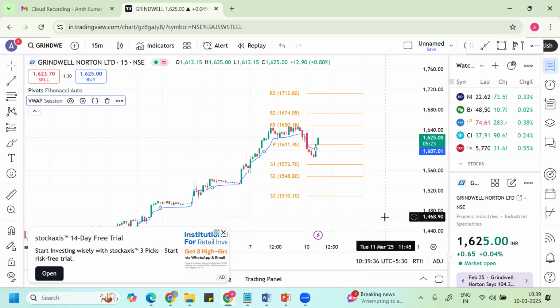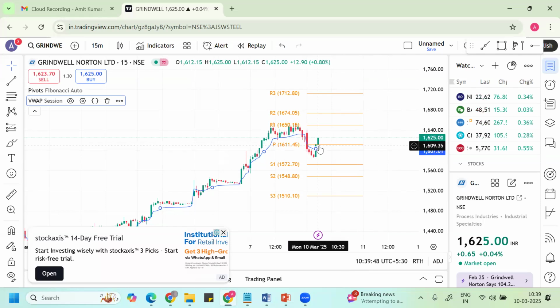Now you can see from where it opened today. Right now it is 1625, so you can buy from 1626, and the target you can select is 1650. You can consider 1650 as your target and put the stop loss around 1611. These are called resistance and support levels. Resistance is the maximum the stock can go, and support is the minimum the stock can go.